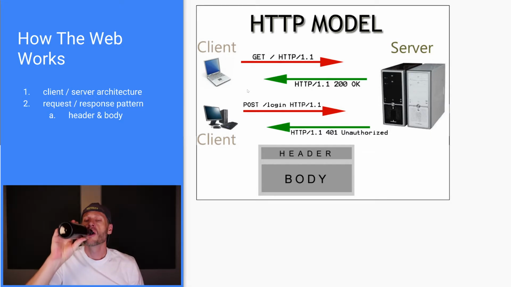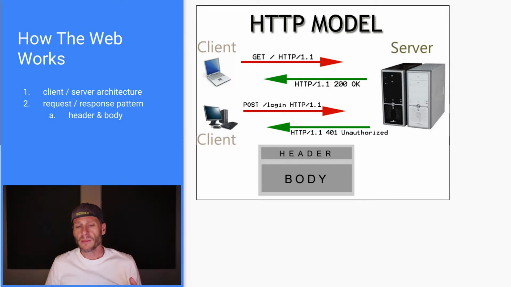So you post, and then the server might respond, hey, 401 unauthorized. This information is in the header of the request and the response, right? Like this information, like 401 unauthorized or 200 okay, or GET at this URL or POST to this URL. That's in the header. And then there's going to be a body of the request or the response.